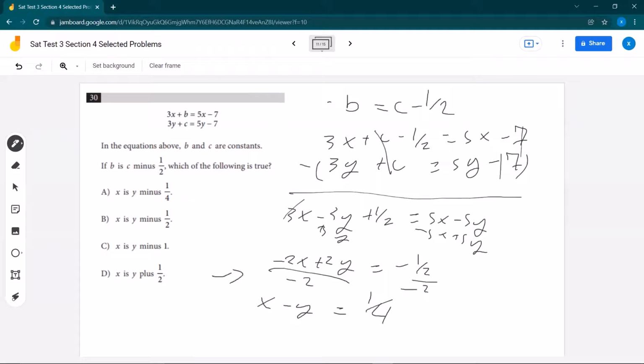So again, all we're doing here is dividing by negative 2 to get back to that original expression. We use subtraction, a system of equations solving method, but in this case we use it to cancel out C, and then we found that X minus Y is indeed 1/4. These are all wrong because they don't produce the same equation.